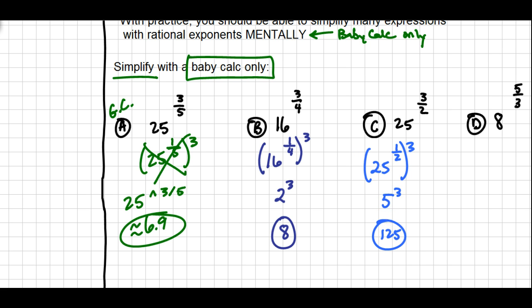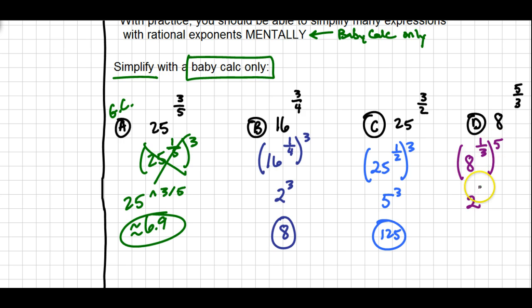Our last one here is 8 to the 5/3 power. The base stays the same. We're going to take the 5 off of the fraction, which leaves us a 1/3, and then we're going to do the 5 as a separate step. The 3rd root of 8 means what number times itself 3 times equals 8, which hopefully students know is a 2. That's a good one to get memorized right there.